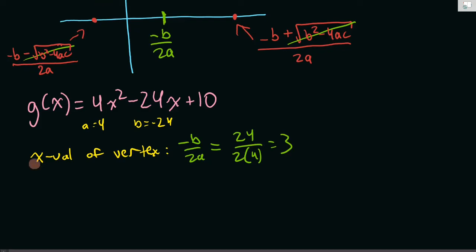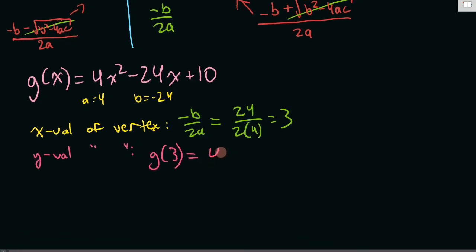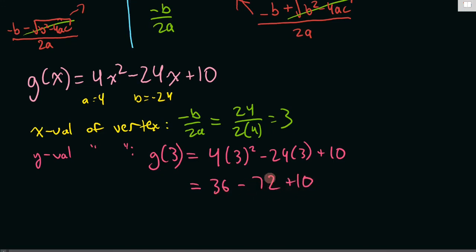So then the y value of our vertex is going to be g of 3. So let's do that substitution. 4 times 3 squared minus 24 times 3 plus 10. 3 squared is 9. 9 times 4 is 36. 24 times 3 is 72 plus 10. 36 is half of 72, so that'd be negative 36. Negative 36 plus 10 is negative 26. So my vertex is 3, negative 26.